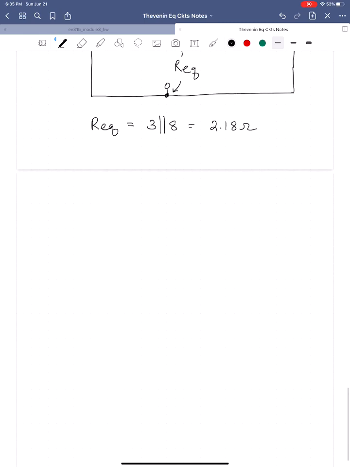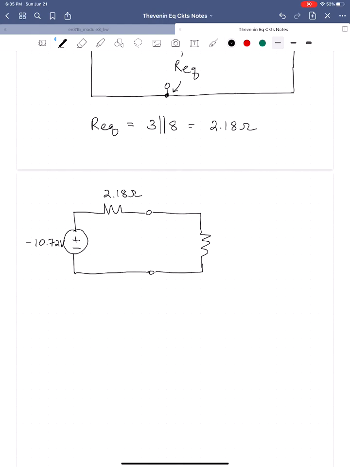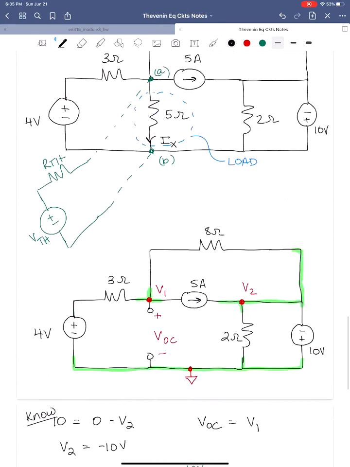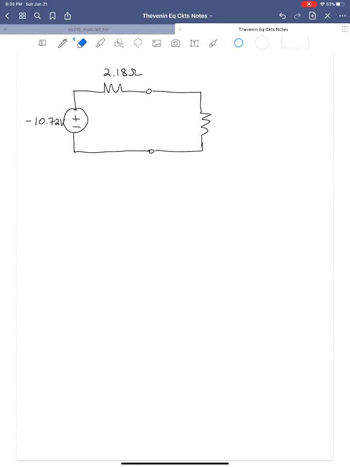Okay, so now we have our Thévenin equivalent circuit. We have our voltage source, V Thévenin, and our resistor, R Thévenin. V Thévenin was equal to minus 10.72 volts. R Thévenin was 2.18 ohms. We're going to reconnect the 5 ohm resistor, and we're going to solve for this current flowing through that 5 ohm resistor.